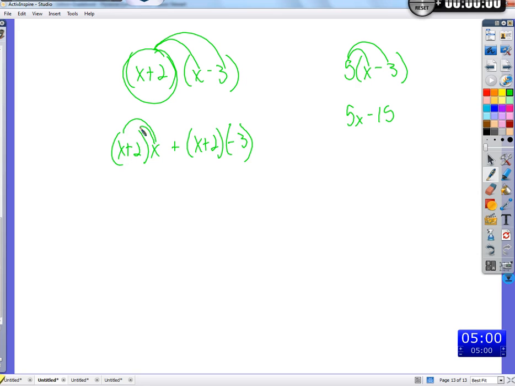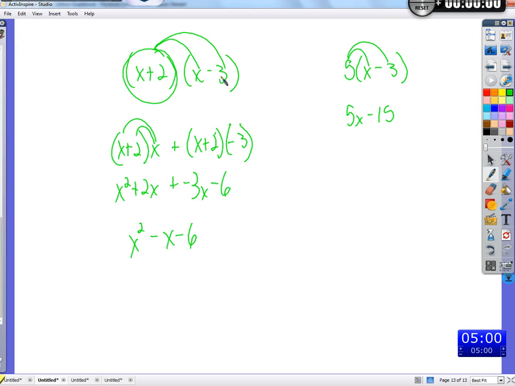But now we can look at it. It looks a little more like we're used to, I guess. Plus, we got negative 3 times x, negative 3x minus 6, and then we combine like terms here. It's x squared minus x minus 6. However you look at it, just make sure every term in here, this one and this one, gets multiplied by every term in here, this one and this one. Full distribution of everything to everything else, and then combine those terms.